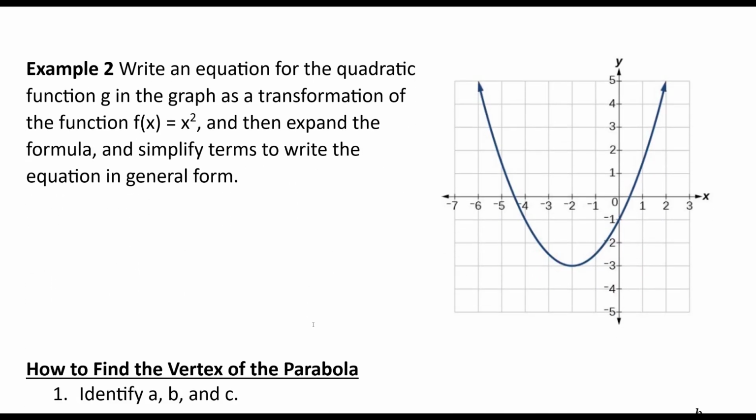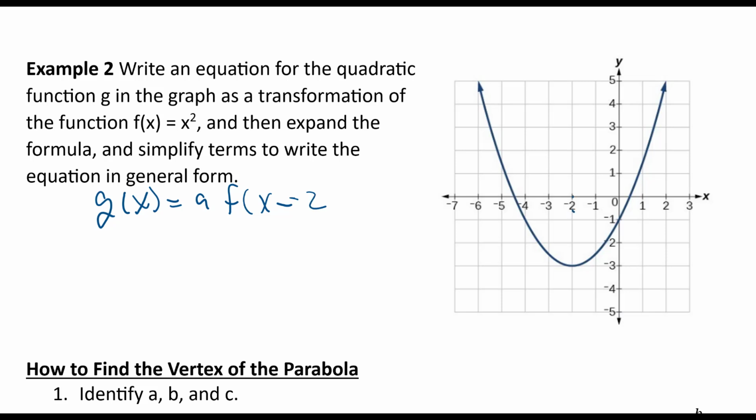So write an equation for the quadratic function g in the graph as a transformation of the function f of x equals x squared, and then expand the formula and simplify terms to write the equation in general form. So right off, we can see our g of x. It's going to be a times, what's happening to the f? I should just say f of x minus a negative 2.